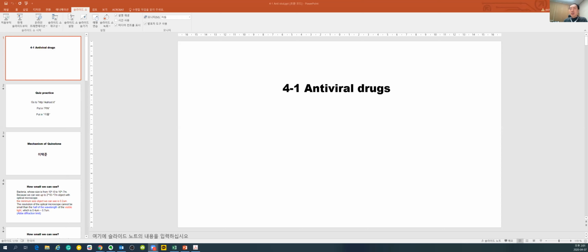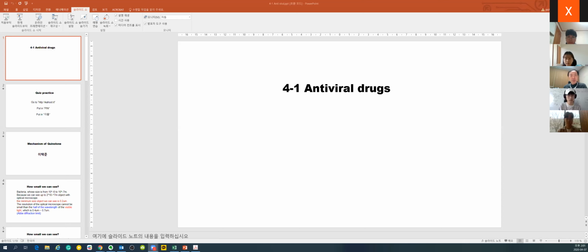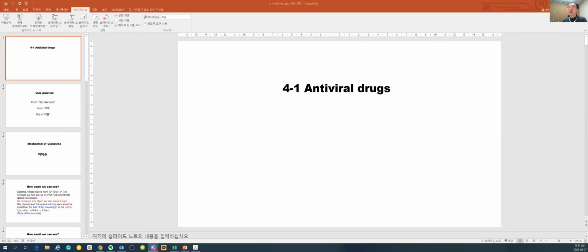Today we are going to start antiviral drugs. Last week we started about antibiotics. Antibiotic can mean many different things, but conventionally we use it as antibacterial. So now we moved our target to virus. Coronavirus is a kind of virus, not bacteria.